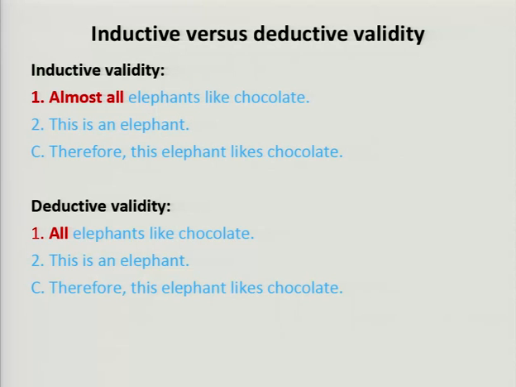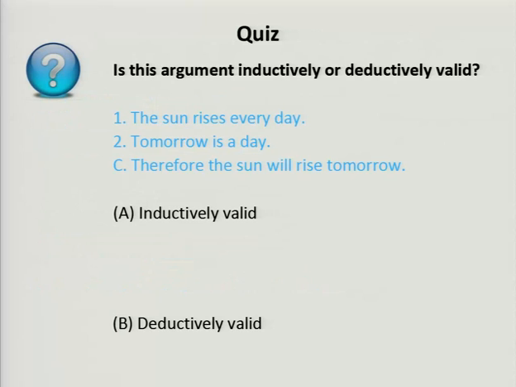So almost all elephants like chocolate. This is an elephant, therefore this elephant likes chocolate, is inductively valid. It's very probable that he does. If you say all elephants like chocolate, that does not logically allow for there to be any exceptions. It is impossible that this specific elephant does not like chocolate. Just can't happen. That's deductive validity. So this is an issue of really looking at the exact way in which something is formulated.